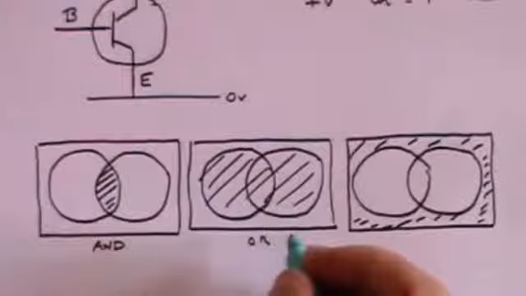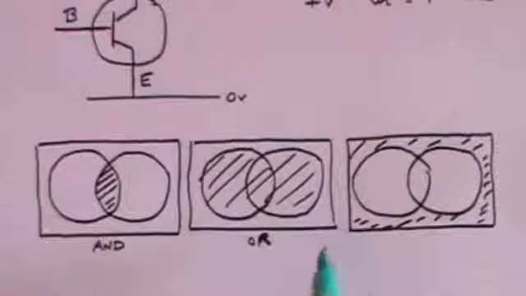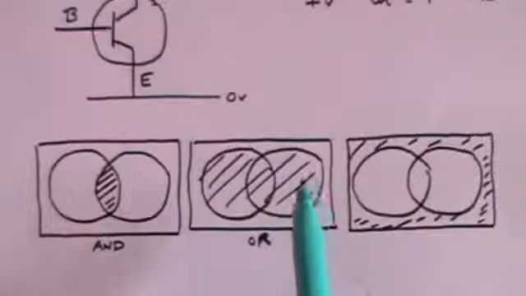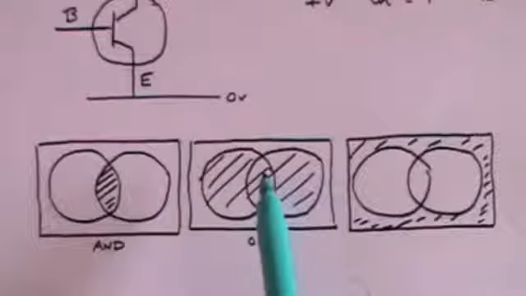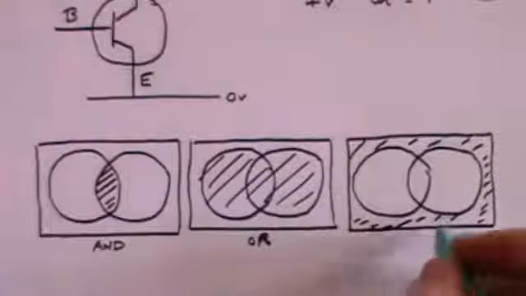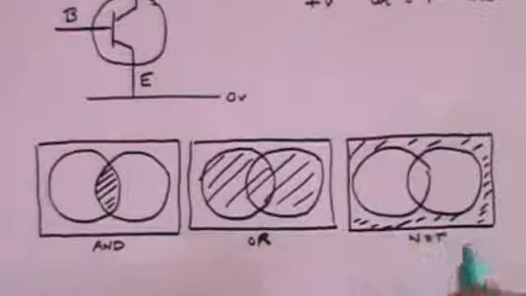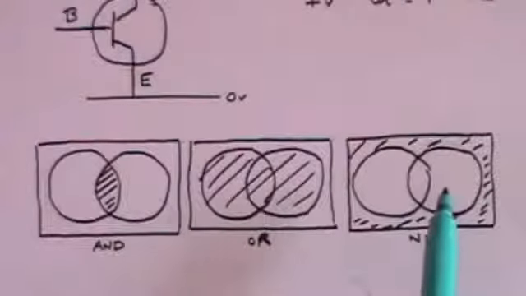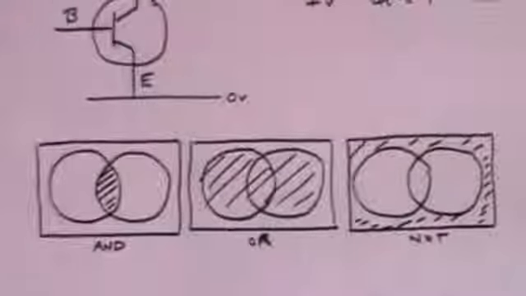This is known as OR. In other words, either you're wearing red jackets or you're wearing black shoes, or maybe you're wearing both. And this is known as NOT. That is to say, you're not wearing a red jacket or black shoes or both.